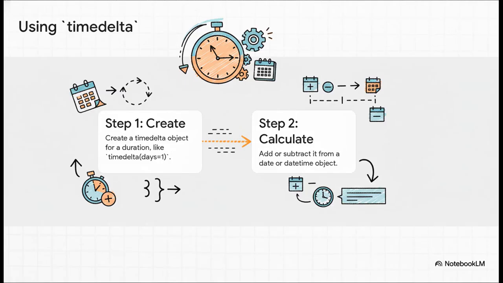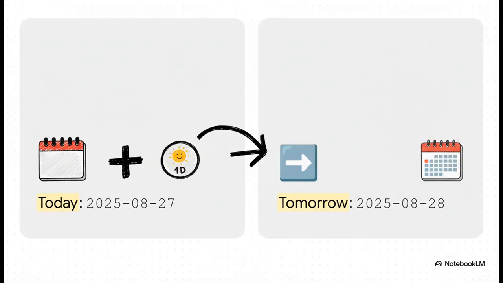And using it is a simple 2-step process. First, you just define the length of your time chunk, let's say 1 day. Then, you just add or subtract that duration from a date you already have. Let's see what that looks like. So, for example, we can take today's date, add a timedelta of 1 day, and just like that, Python gives us tomorrow's date. See? It handles all the calendar logic for you. This is exactly how you can calculate future events or deadlines so easily.